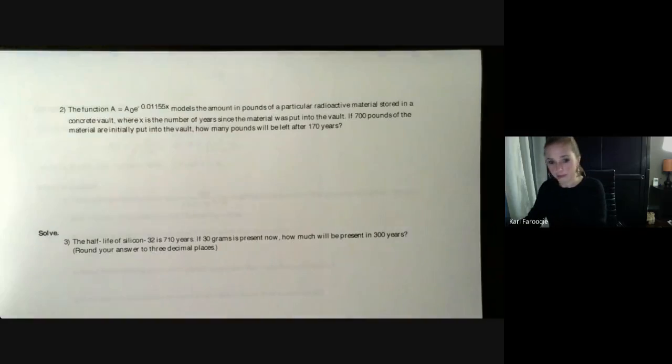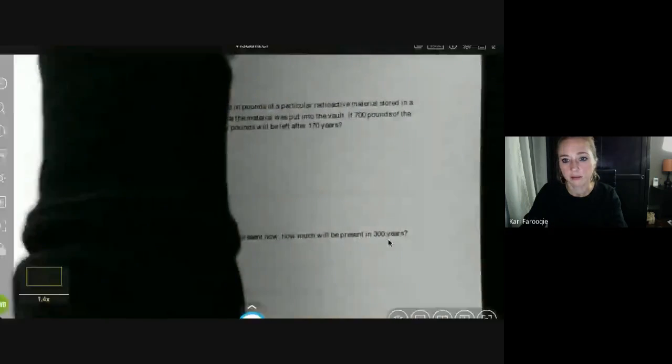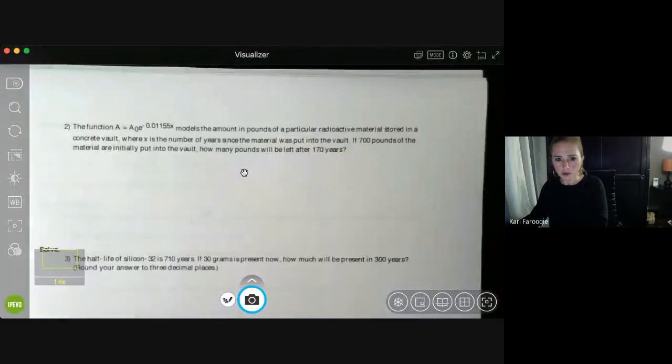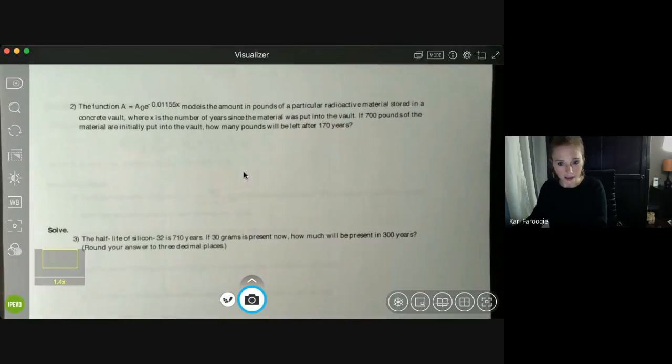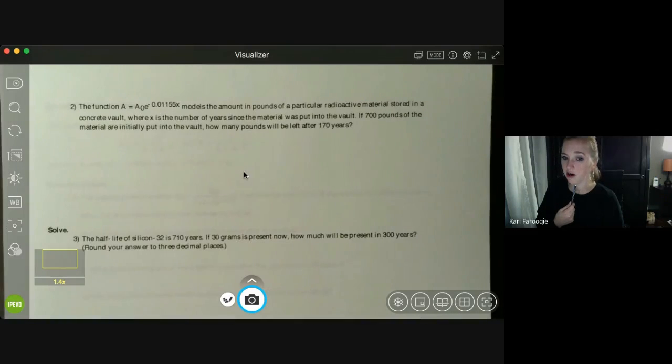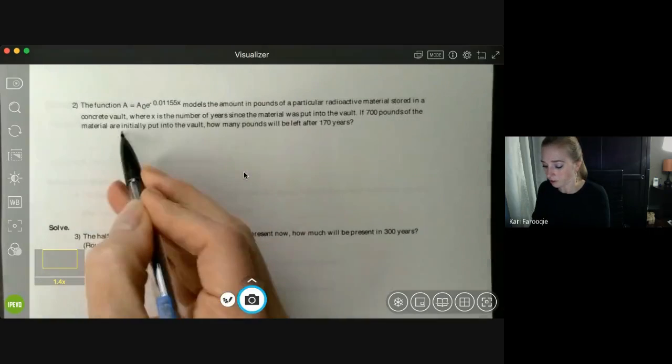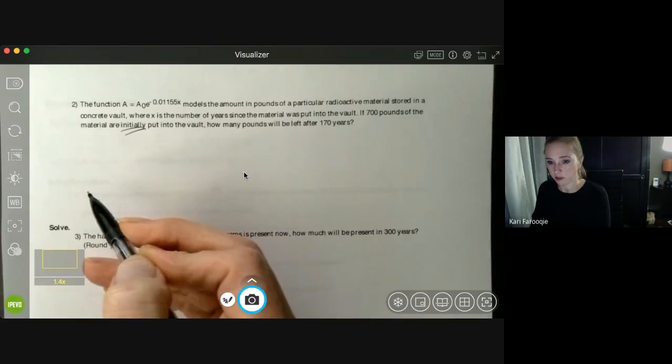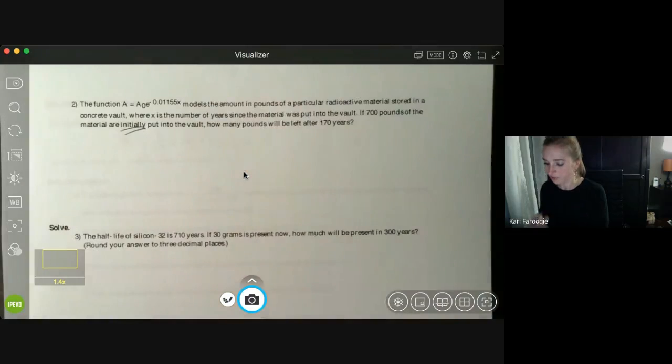Anyway, as I was saying, back to math. Number 2: the function A equals A sub naught e to the negative 0.01155x models the amount in pounds of a particular radioactive material stored in a concrete vault, where x is the number of years since the material was put into the vault. If 700 pounds of the material are initially put into the vault, underline that initially, that should be a keyword for you. You're thinking A sub naught. How many pounds will be left after 170 years?